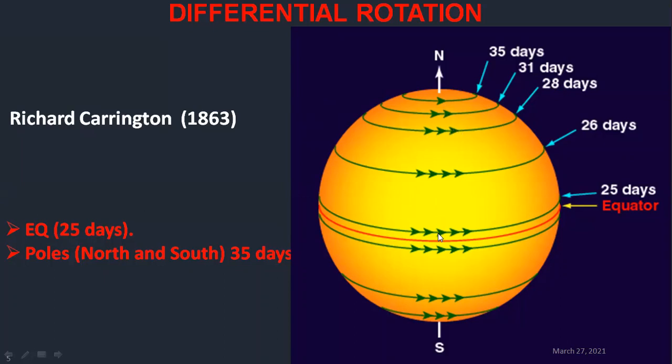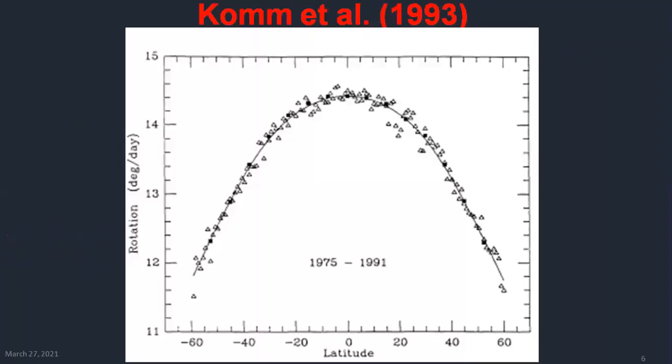So here we can see that the different latitudinal parts rotate with different rotation periods. So this type of profile is called the differential rotational profile. Actually, differential rotation is a phenomenon in which different latitudinal regions rotate with different angular velocity. Later on, in 1993, Combe et al. also found a similar type of rotational profile.